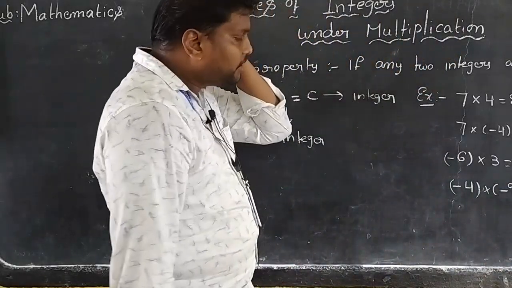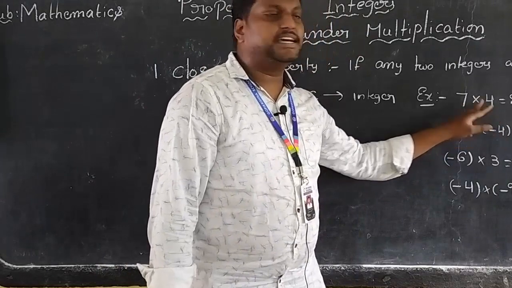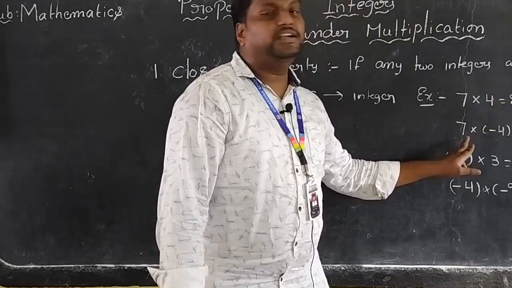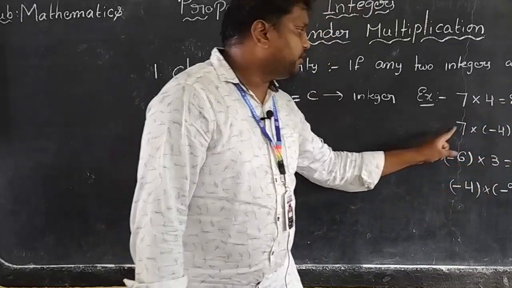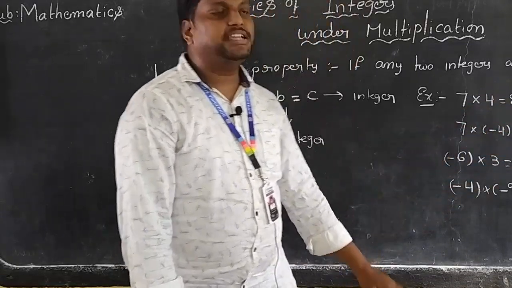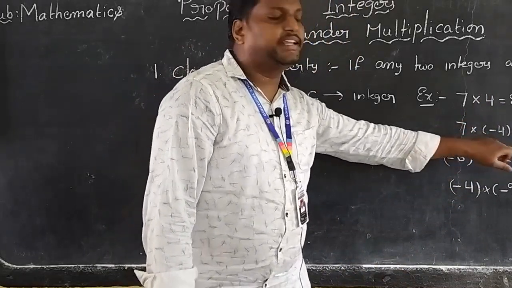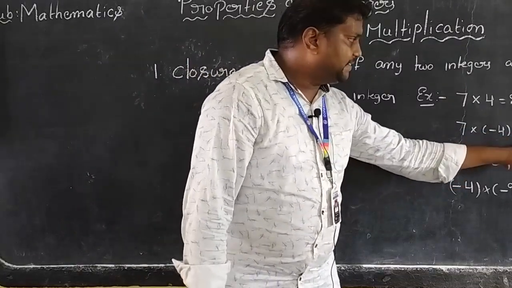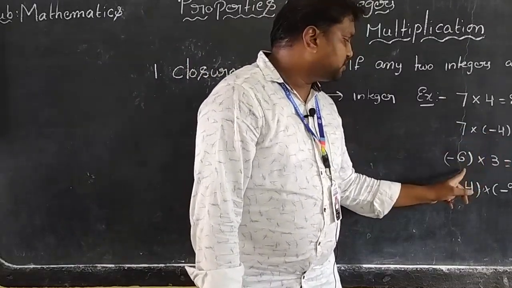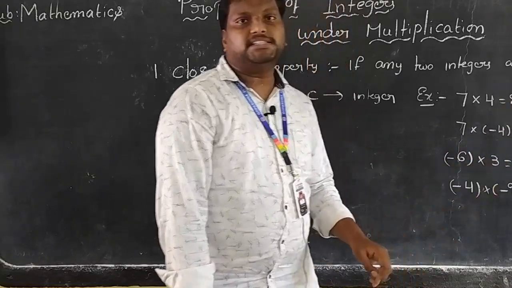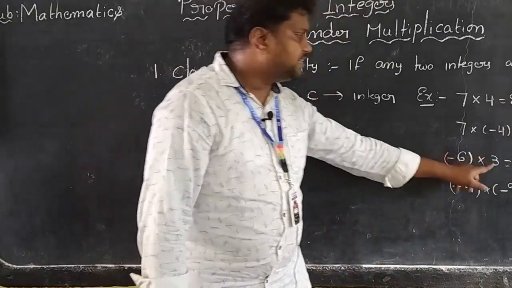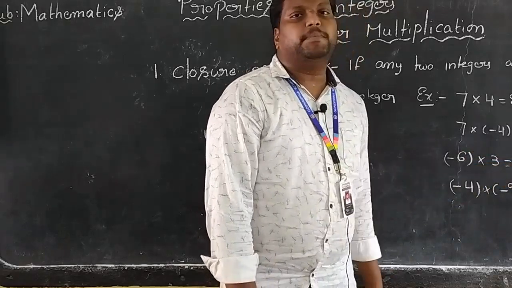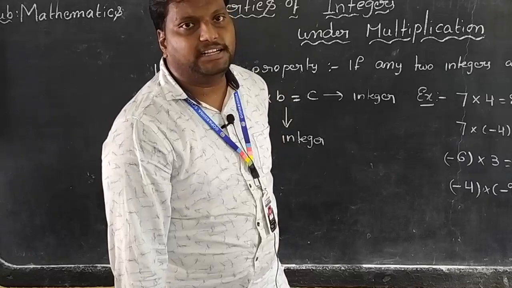Observe here, first I am taking two positive integers, plus into plus, and next one positive integer and one negative integer, 7 into minus 4, minus 28. The product of any two integers, either positive or negative, will give exactly an integer. Third combination also, minus 6 into 3. Minus 6 is the negative integer and 3 is the positive integer. If we multiply these two, we get the answer minus 18. Minus 18 is nothing but an integer.